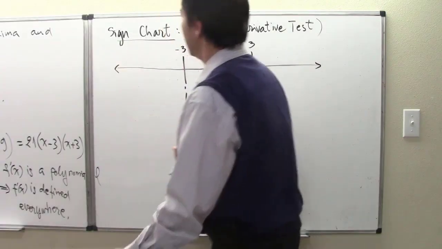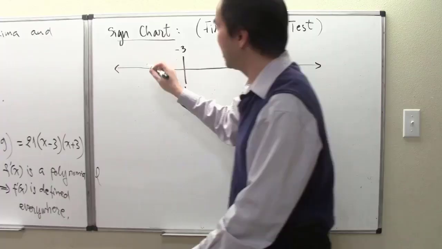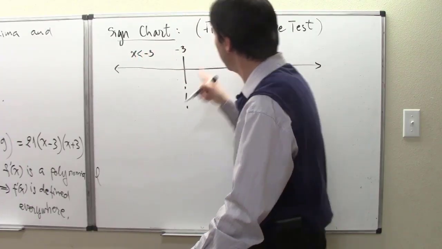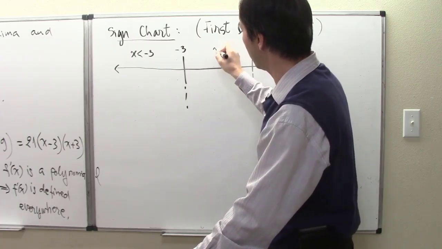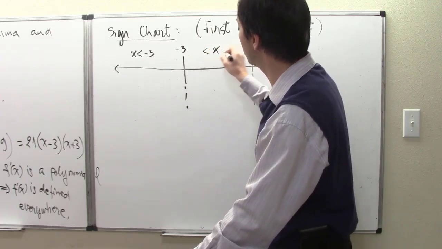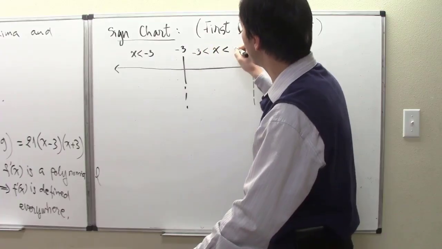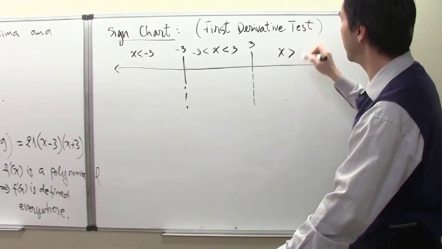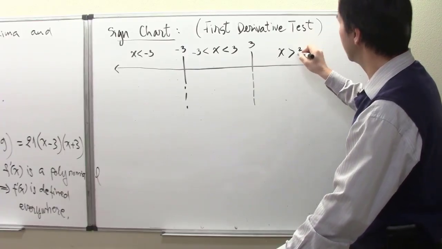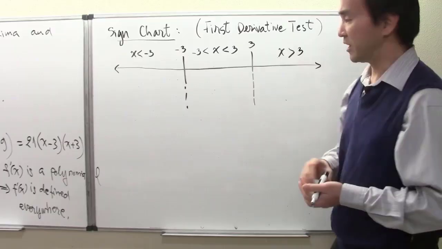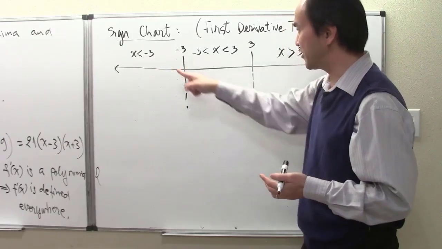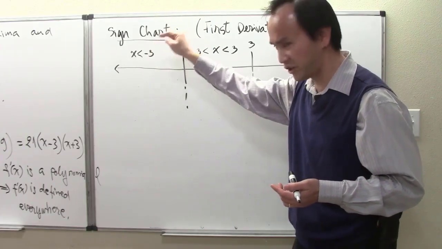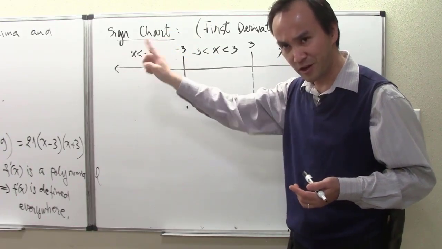So this interval here, we're looking at x values less than negative 3. The interval in between, we're looking at x values anywhere between negative 3 and 3. And in this interval right here, x values are greater than 3. Now the way we run the sign chart, recall from example 2, we check the sign of your derivative, not the sign of the function.